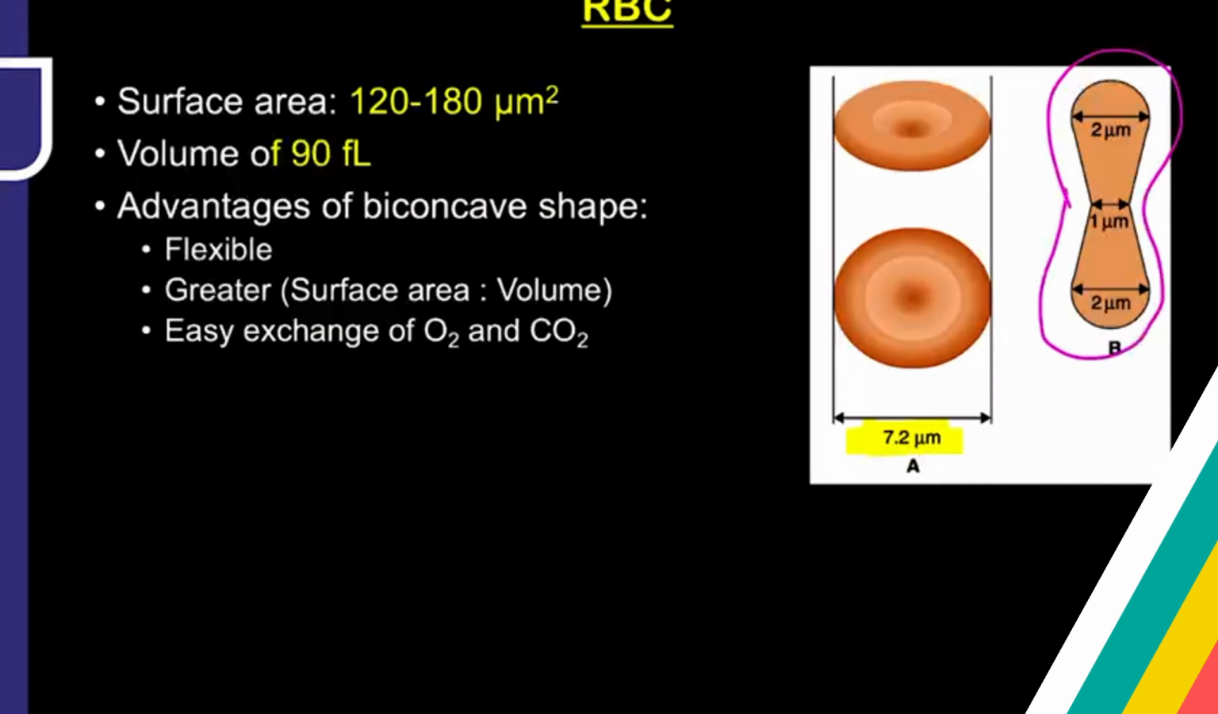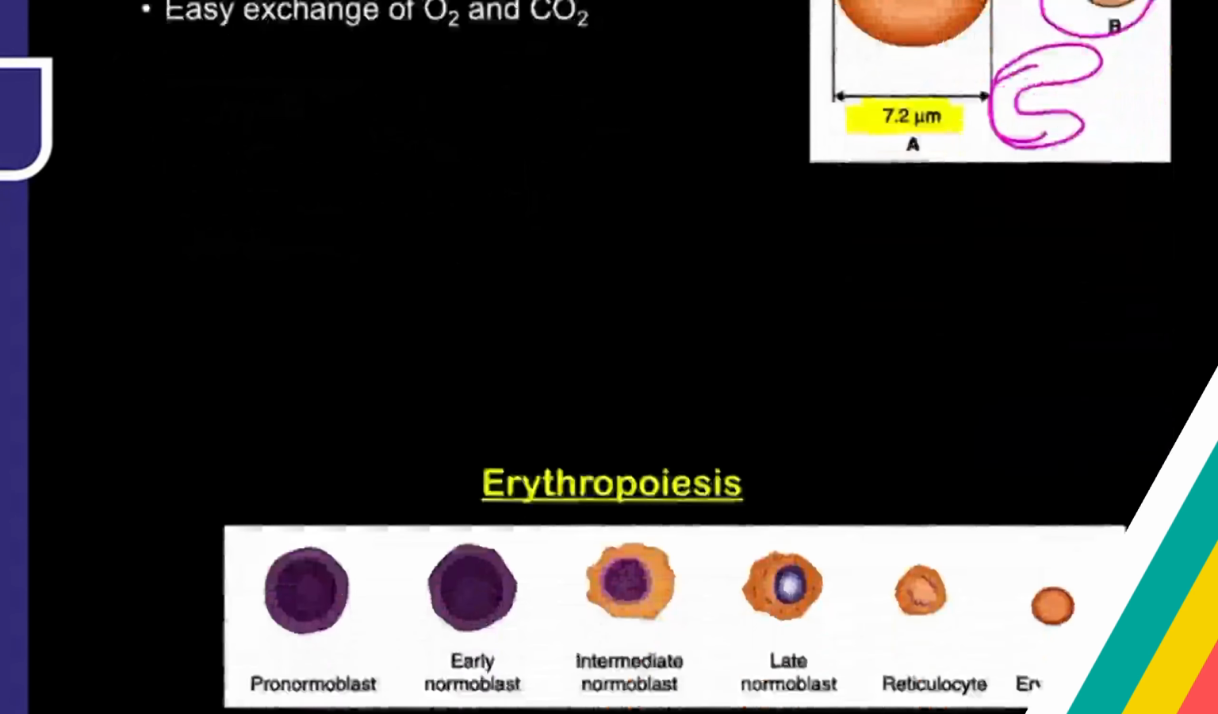Because of this biconcave shape, what is the advantage? There is increased surface area, because of which gases like oxygen and carbon dioxide are easily exchanged. Second, because of this biconcave shape, there will be easy folding of the RBC. The RBC can fold on itself easily, and because of this folding, it will easily penetrate through the capillary without any rupture. So this is the advantage of the biconcave shape of the RBC. Not very important for your MCQ.